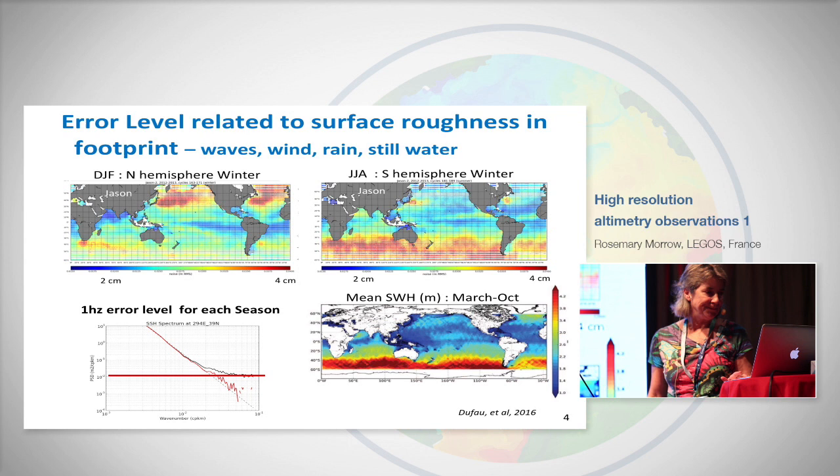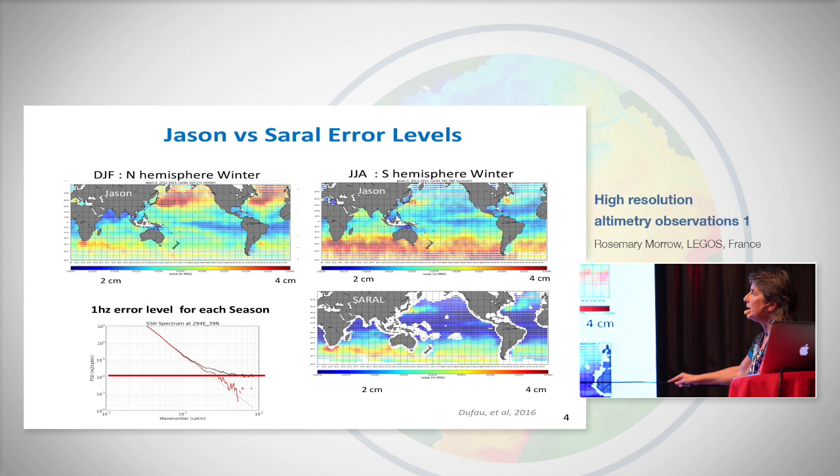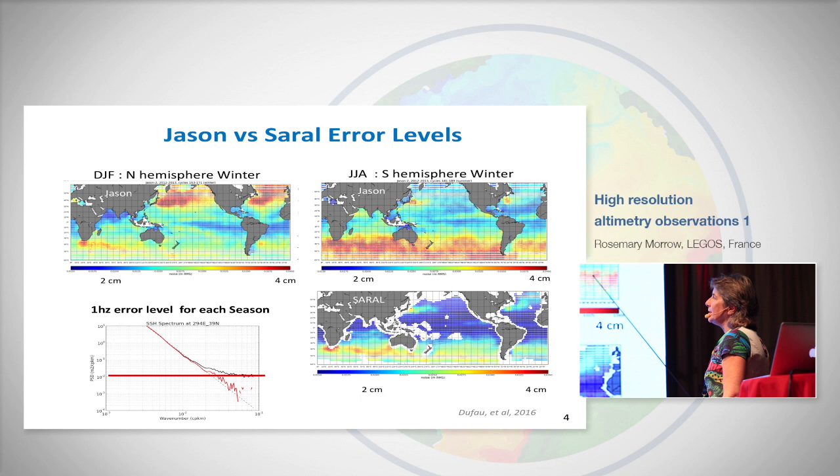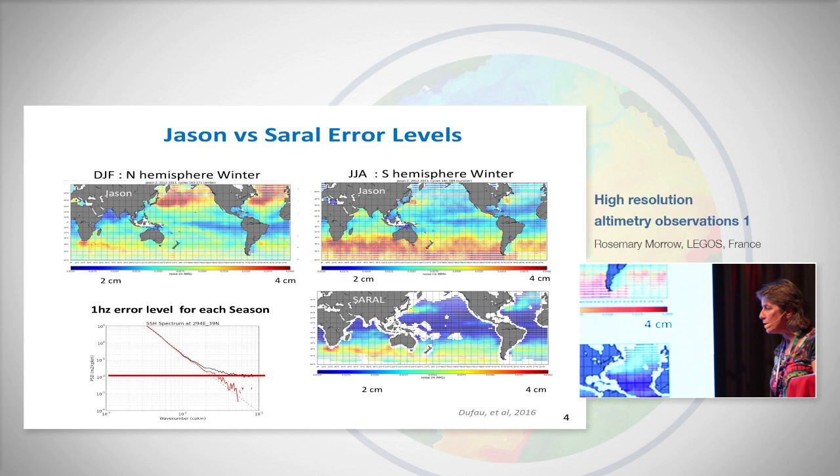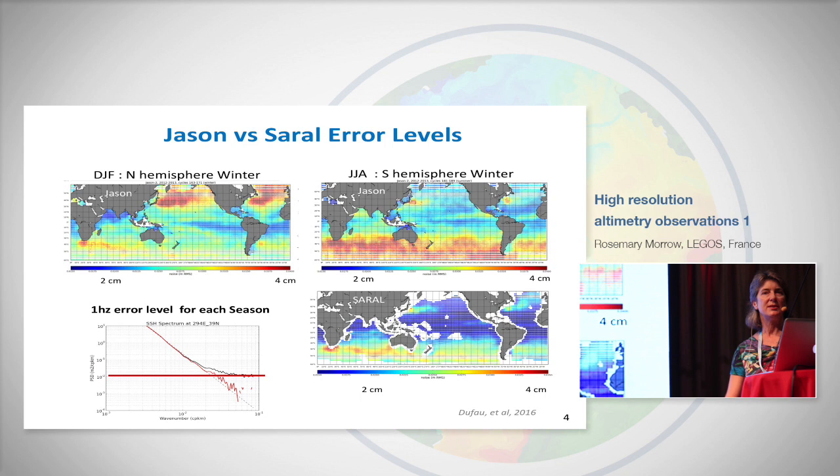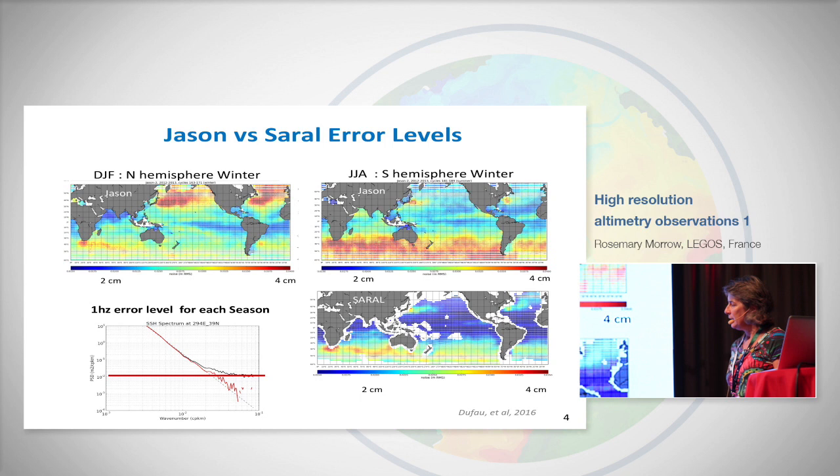If you look at the difference between Jason and SARAL for the same season here in Southern Hemisphere winter, you can see that there is a net decrease in the average noise for SARAL compared to Jason. We'd seen that in the globally averaged spectra. But their spatial patterns are similar. So SARAL is also being affected by the wave conditions in winter, but at a less high level than Jason with its much bigger footprint.